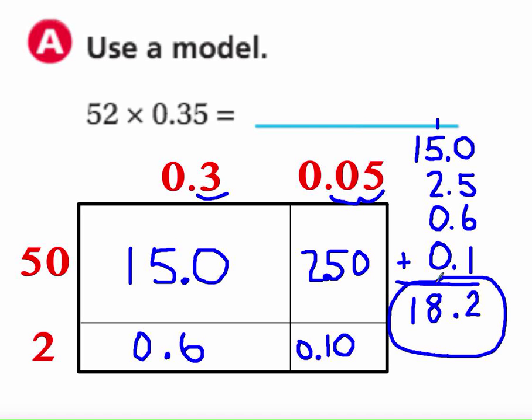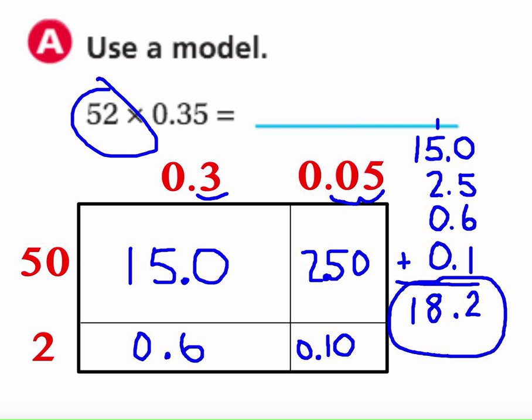Now, every year I get 1 or 2 people that are being very observant, and they're like, Mr. Kurtz, how in the world is that possible? I started with 52, I multiplied by something, and I got a number way less than 52. Does anyone know why? Because normally when you multiply, you get a lot bigger number, don't you? But why don't I here? Why do I get a smaller number?